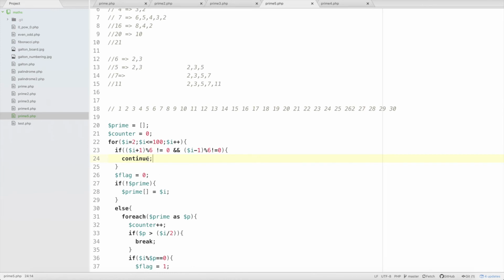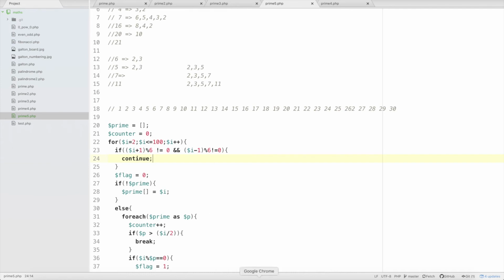So for a number to be prime, either I plus 1 modulus 6 should be 0, or I minus 1 modulus 6 should be 0. And if both of them are not 0, then I don't want to continue the loop because the number cannot be prime. Because for a number to be prime, it should be one less or one more than a multiple of 6. So this is our step.